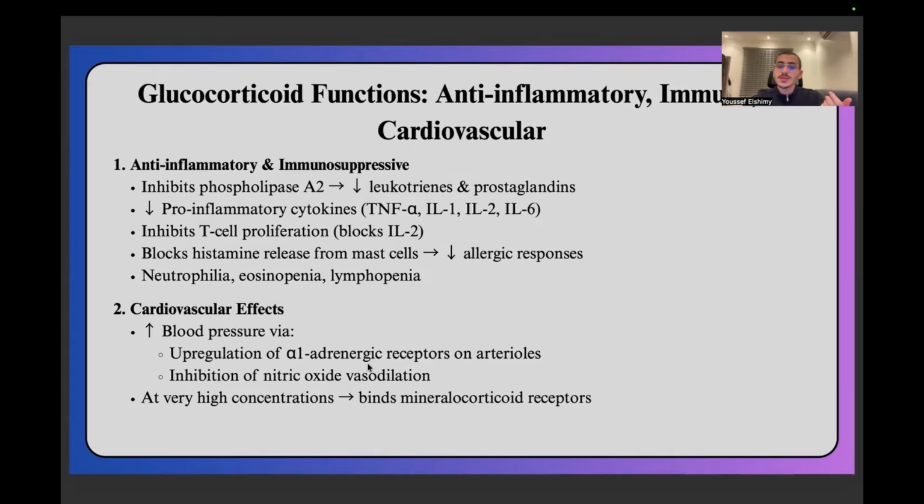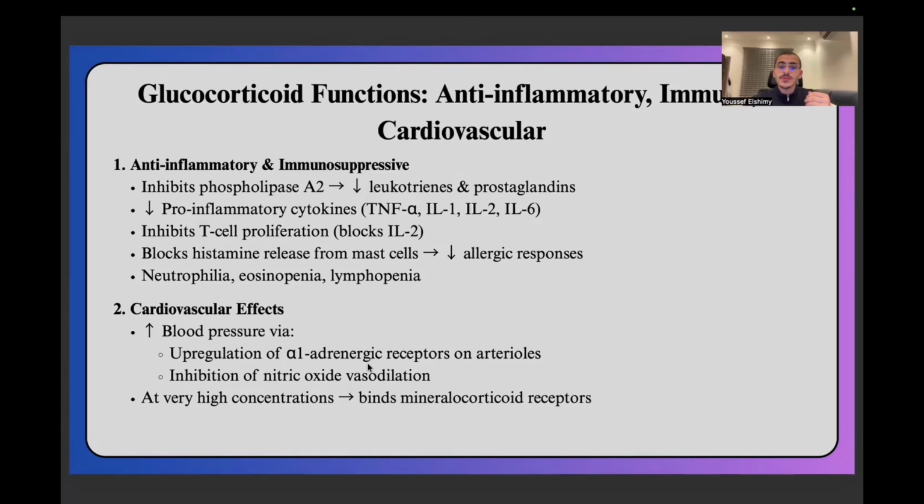If you decrease these cytokines, there would be immunosuppression or anti-inflammatory effects. Then blocking interleukin 2, which is important for T cell maturation, or decreasing interleukin 2, would lead to decreased T cell proliferation, and you know that T cells are important for the cell-mediated immune response. So by giving glucocorticoids or by having increased glucocorticoids, this would lead to a drastic decrease in the cell-mediated immunity.